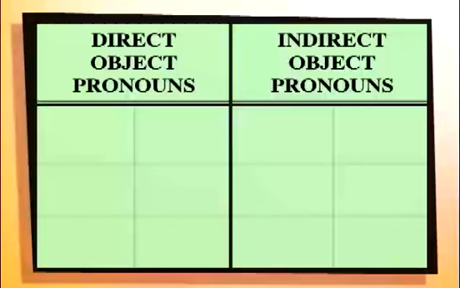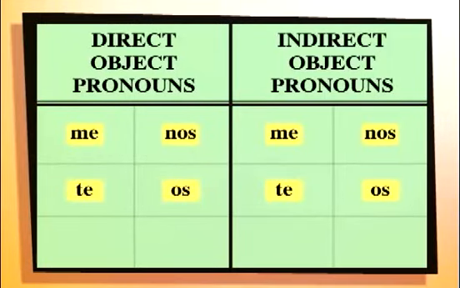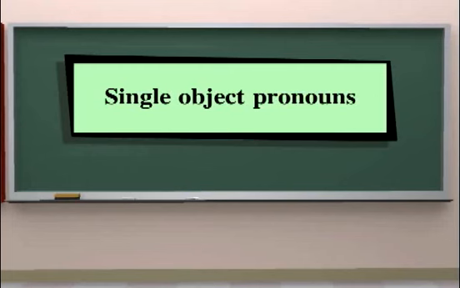Solamente $1. Remember, me, te, nos, and os are the same for both direct and indirect object pronouns. But the direct object pronouns lo, la, los, and las become le and les for the indirect object pronouns. Single object pronouns.